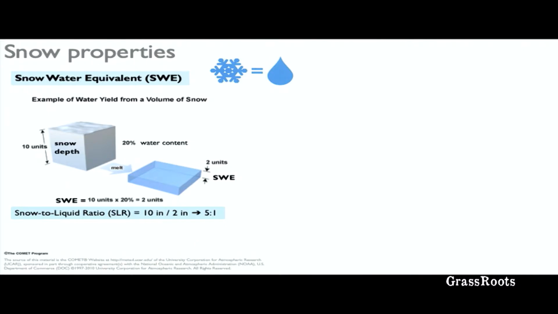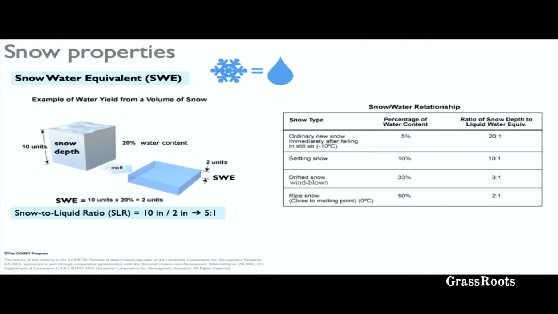liquid. And this is where you might hear a common thought that in Colorado, 12 inches, a foot of snow, gives you an inch of water. Some of you may have heard that before. That's what we're talking about there, that snow to liquid water ratio, a 12 to 1, 12 inches of snow to 1 inch of water.